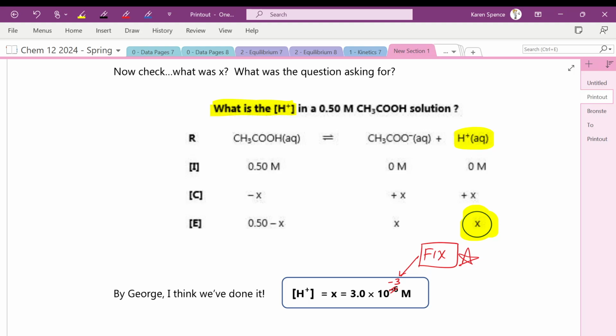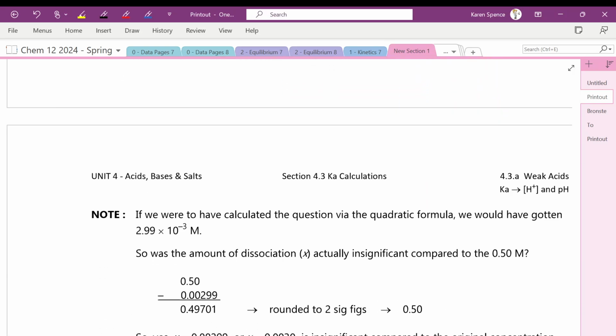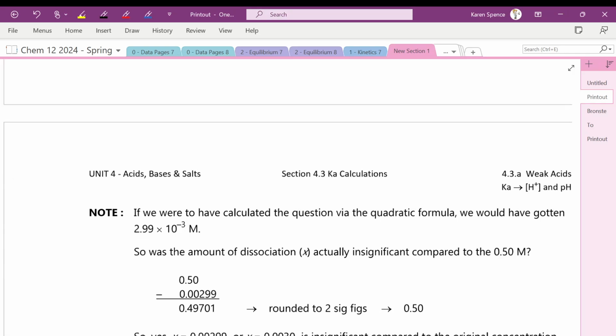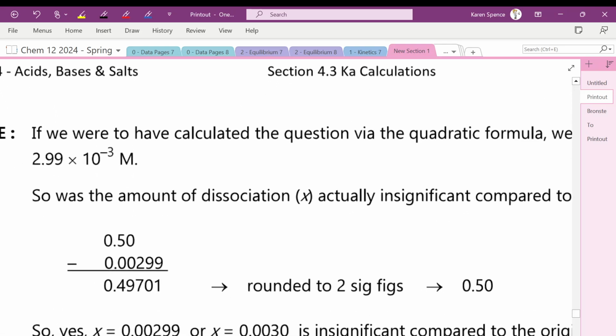Okay. Now, just to prove to you that X was indeed insignificant, if we had calculated the question and used the quadratic formula, instead of 3 times 10 to the minus 3, we would have gotten 2.99 times 10 to the minus 3, yes?